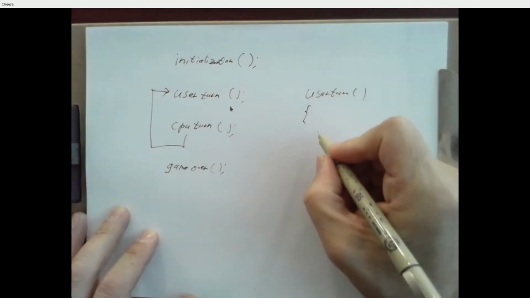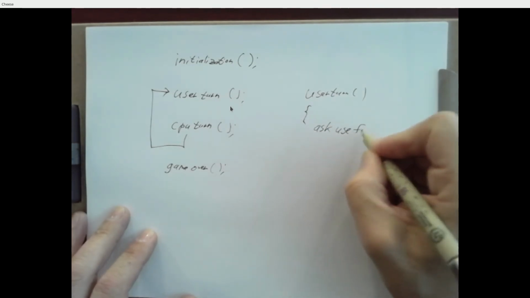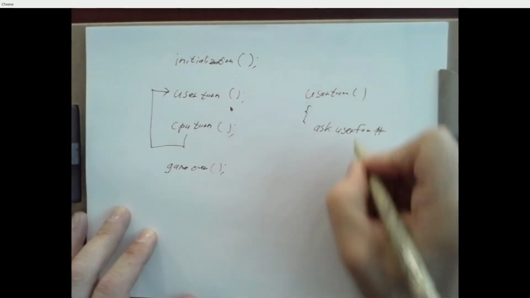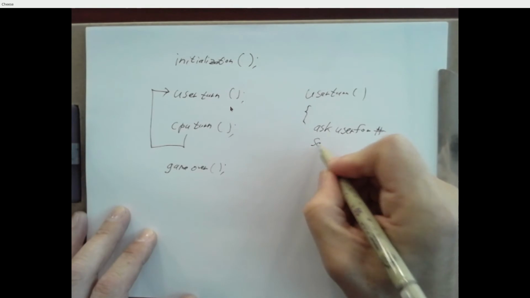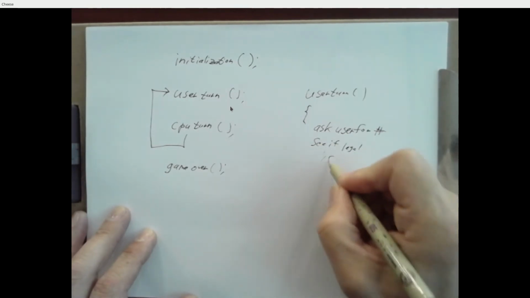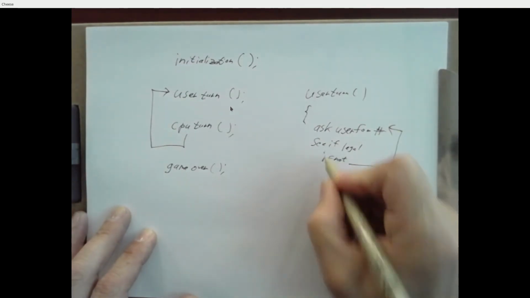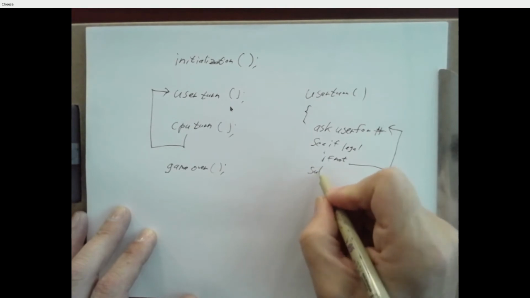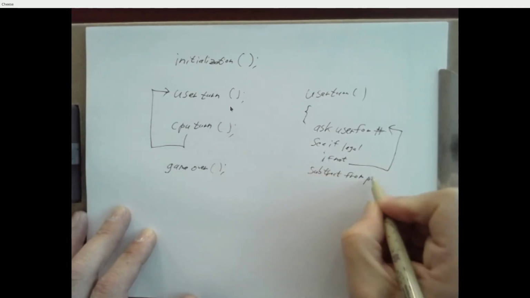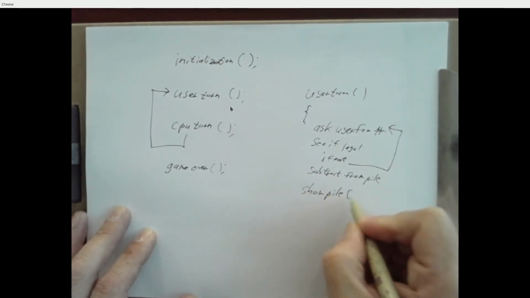It's a while loop that asks for a number. Yeah, so ask the user for the number, see if it's legal, and if it's not, go back up here, and then subtract from the pile, and then show the pile of sticks.